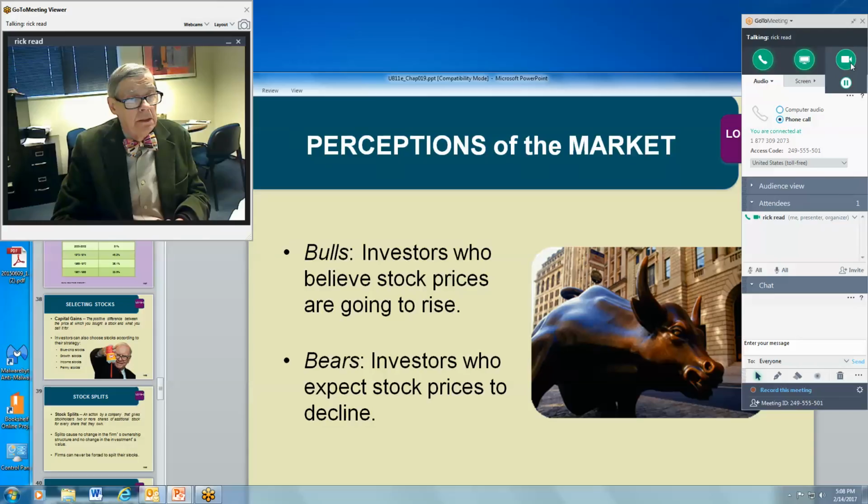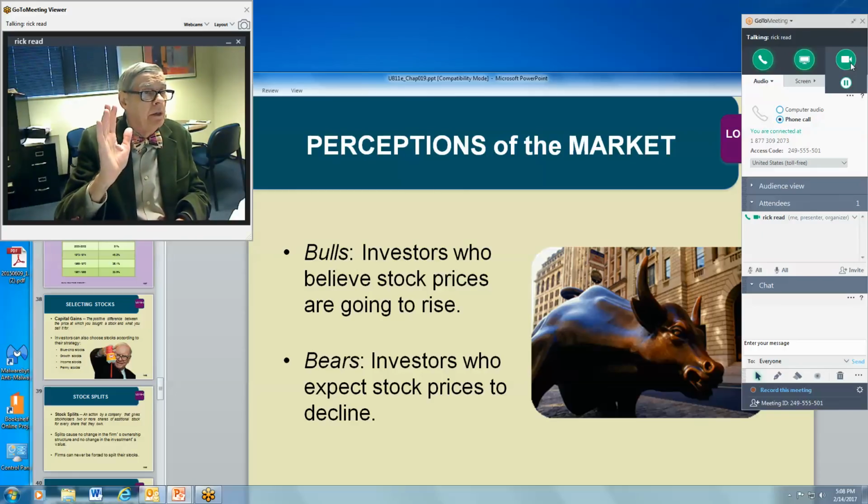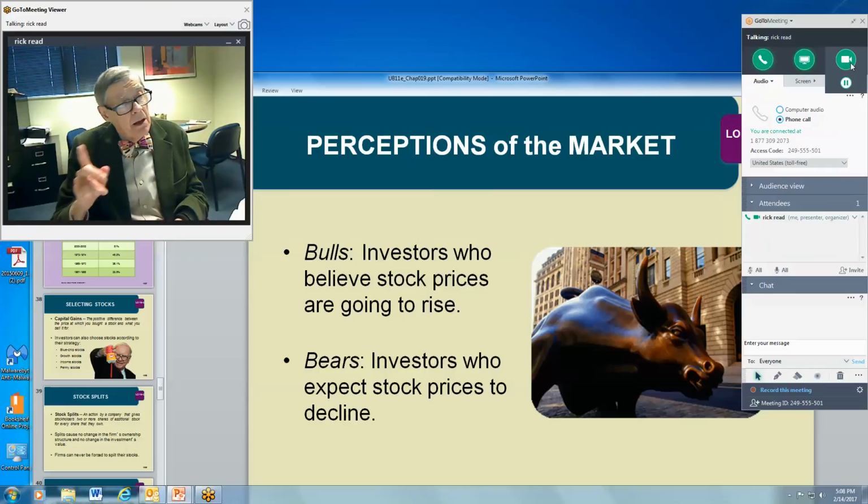These are perceptions of the market. Bulls are saying everything is going to continue going up, up, up, up. And the bears say, wait a minute. We've reached our apex. Things are going to start going down. Right now, if you paid attention to the stock market, it has been going up. It's over 20,000.